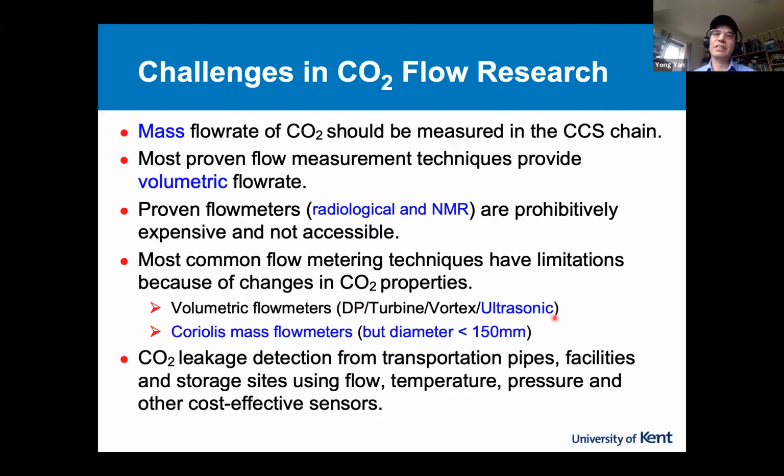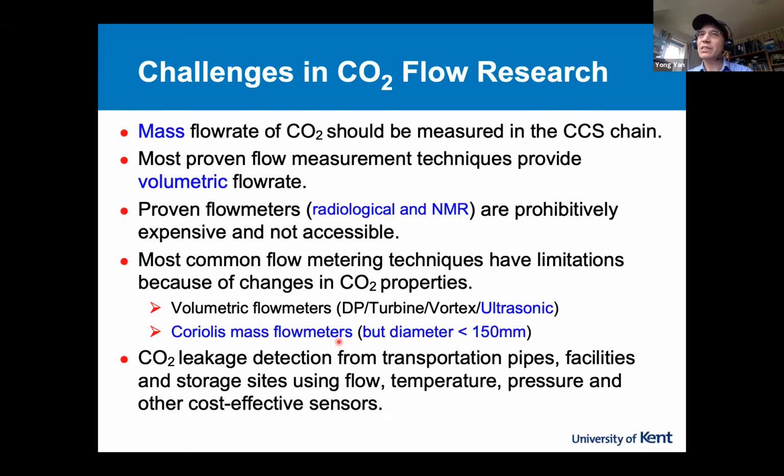But more successfully, as my team has worked on in the past few years, the Coriolis mass flow meter is a very good option, as you will see later on. But this technology is good for diameters less than 150 millimeters. For anything larger than that, we need a different technology.